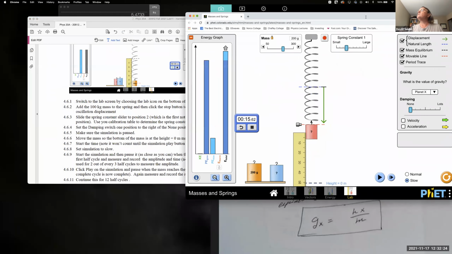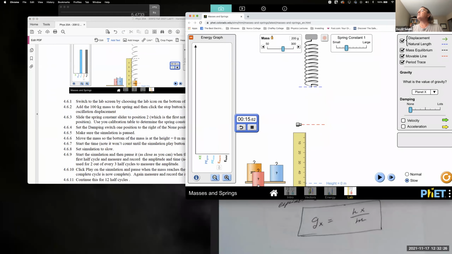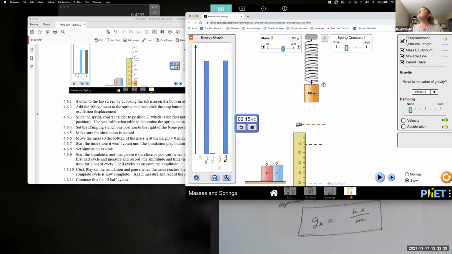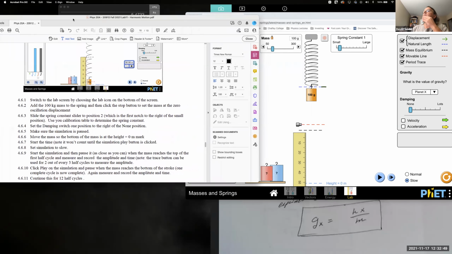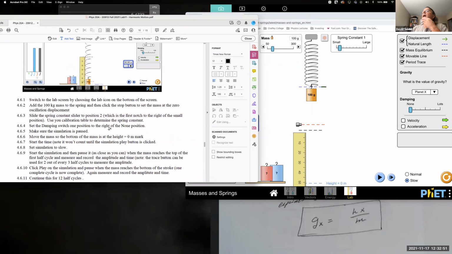We're going to use a 100-gram mass on the spring. And I would suggest you just do a 100-gram mass on the spring. Okay, so I have a 100-gram mass on it. We're going to slide the spring constant to position 2. That's right here. Relatively small spring constant. And reuse our calibration table. And 2 was, I think, 4 newtons per meter.